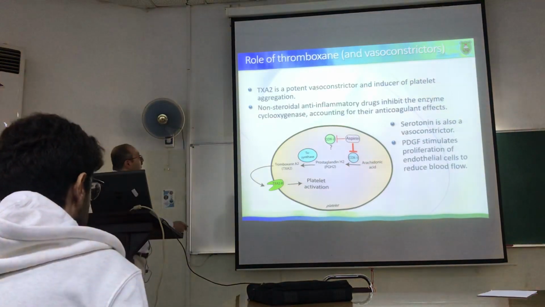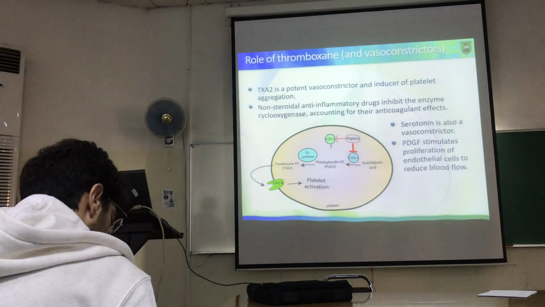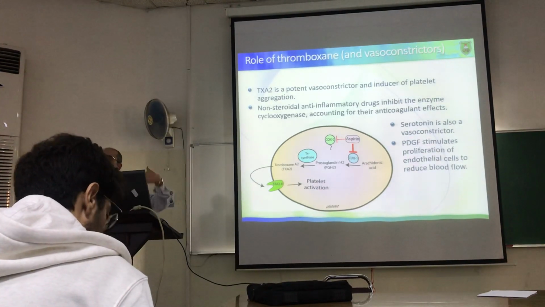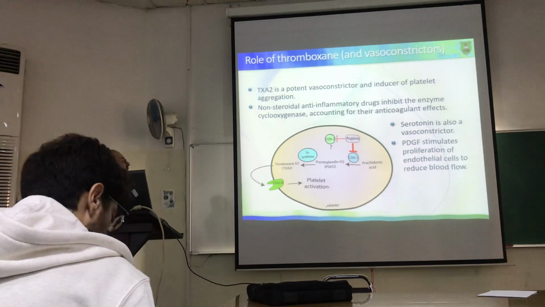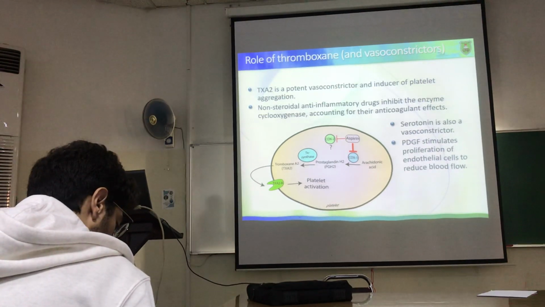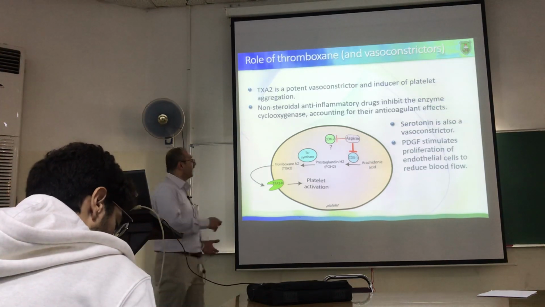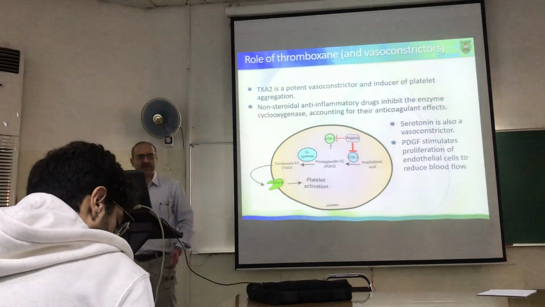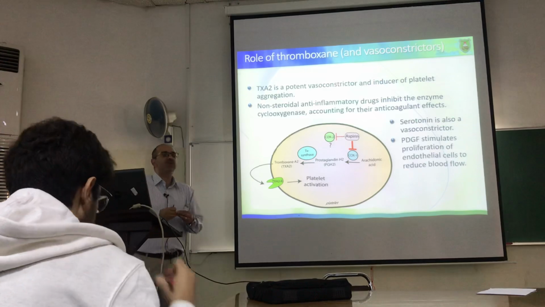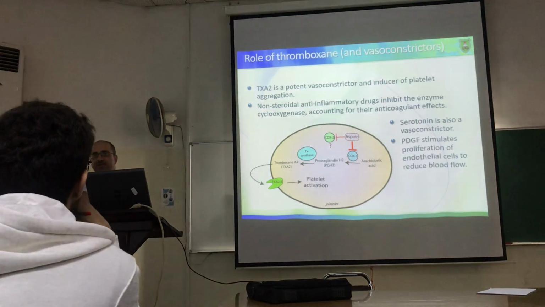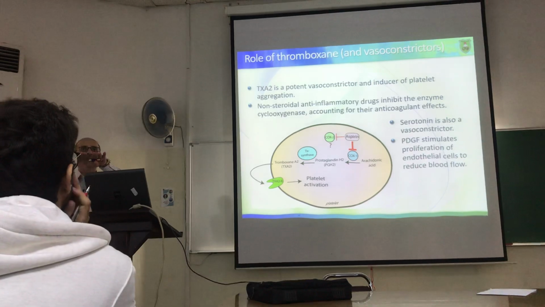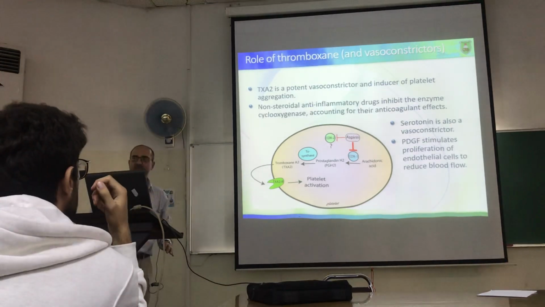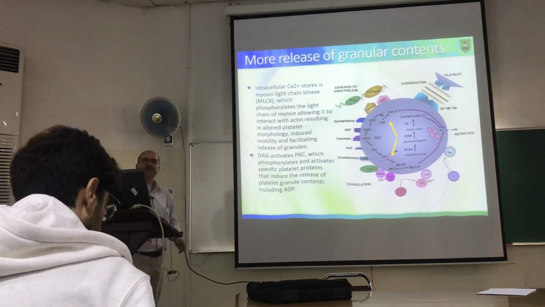Now, we also have another vasoconstrictor, which is serotonin. It acts on different receptors, on endothelial cells, small vessel cells, platelets, and so on, resulting in vasoconstriction. Another molecule that is released is platelet-derived growth factor. It's a growth factor that induces the proliferation of endothelial cells. So when these proliferate, the wound gets closed. Okay? So that's that.